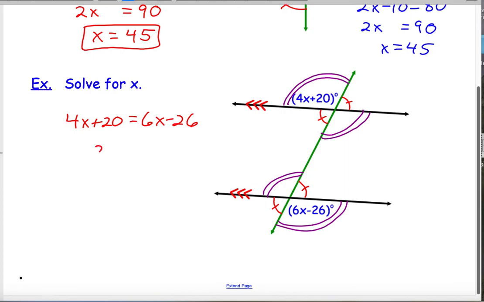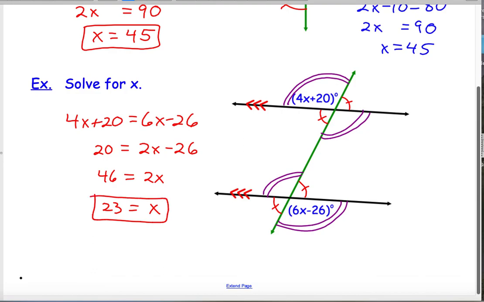I would subtract 4x from both sides. And then I would add 26 to both sides. And then I would divide by 2. And that's it.